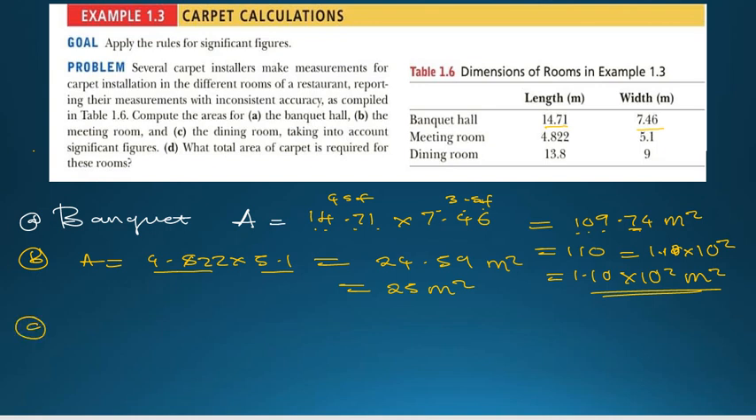Let's go to C. Okay, our C, as usual, we multiply 13.8 times 9. As you can see now, we have 1 significant figure there, guys. So we are going to leave our answer in 1 significant figure. So my answer here when I multiply is going to give me 235 cubic meters. But we want to leave our answer in 1 significant figure.